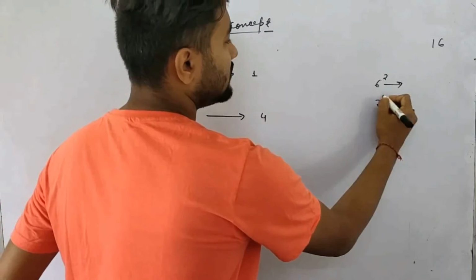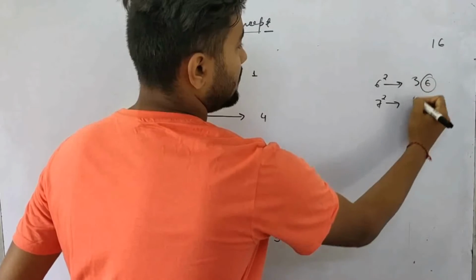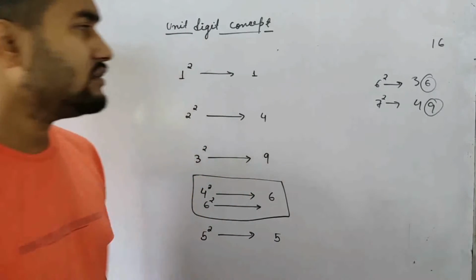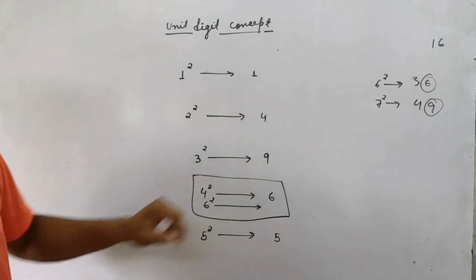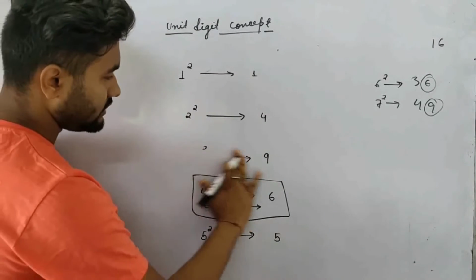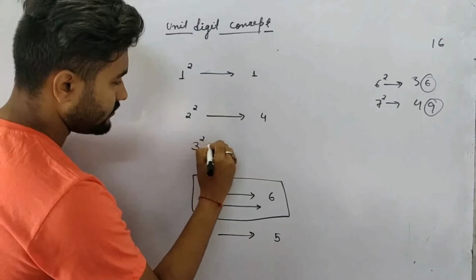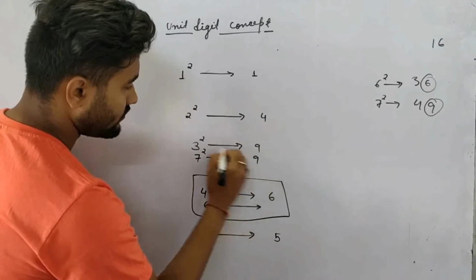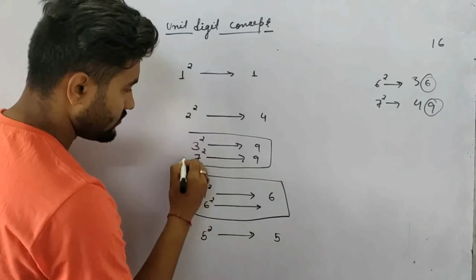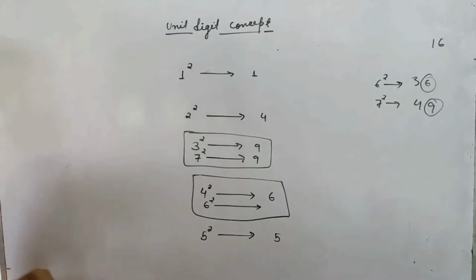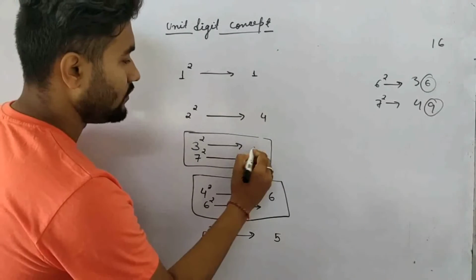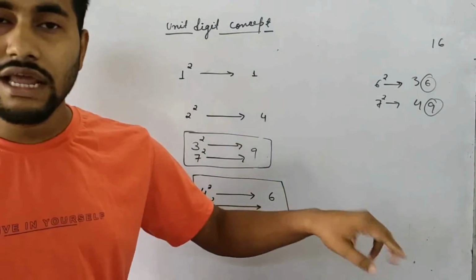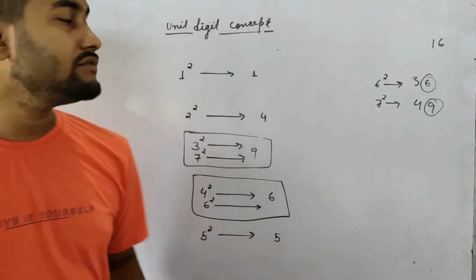7 square is 49. So what is the unit digit? 9. See, I will write like this. 7 square also has unit digit 9. 3 square has also unit digit 9, and 7 square has also unit digit 9.